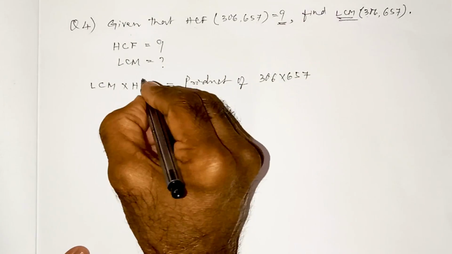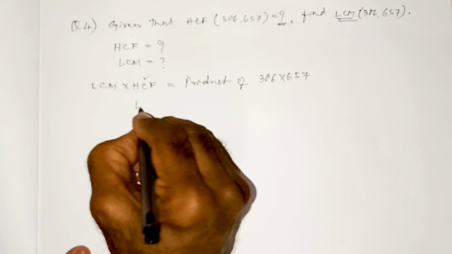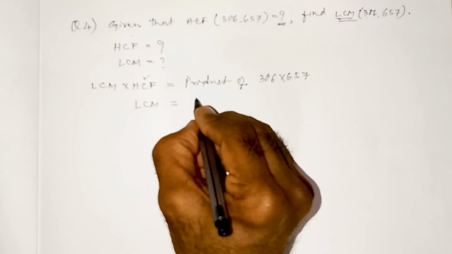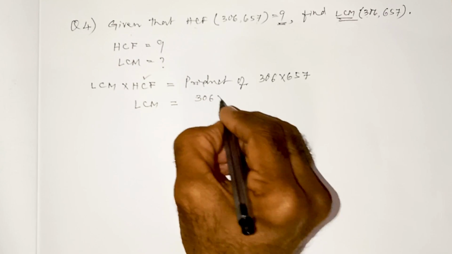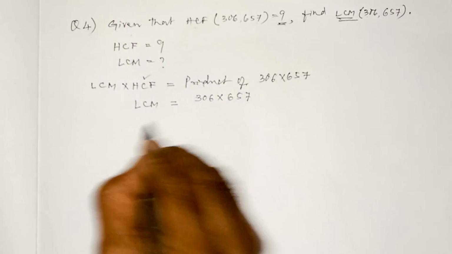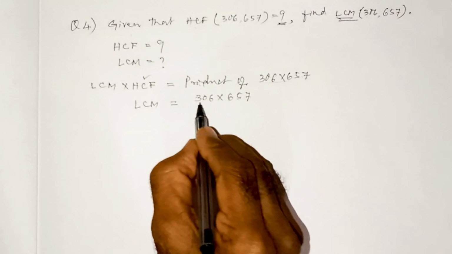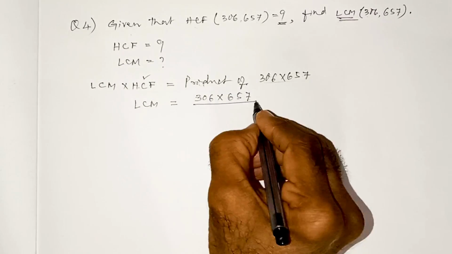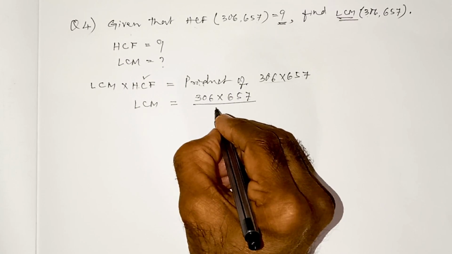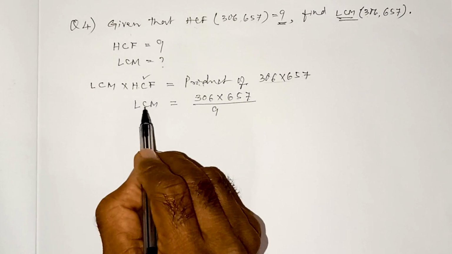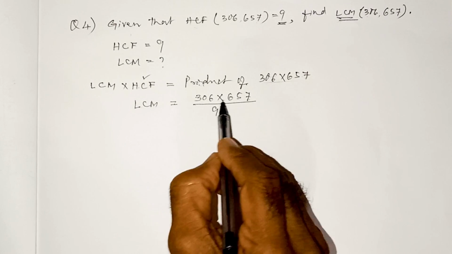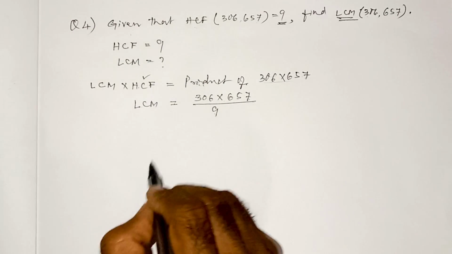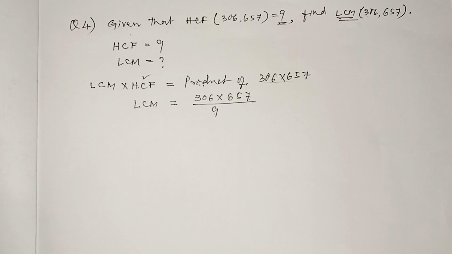Now, we know this, therefore, we leave LCM in the LHS, write down the product of these two numbers as it is. Product of these two numbers. These numbers we are writing and taking HCF to the denominator side. HCF is 9. LCM is equal to the product of these two numbers divided by the HCF. This is how you get the LCM of these two numbers.